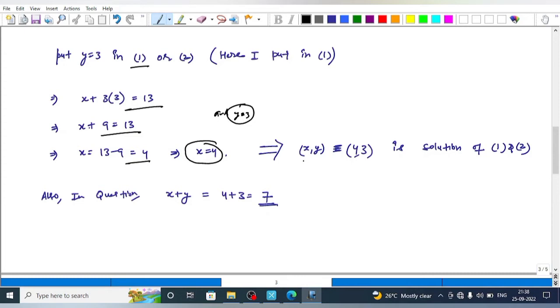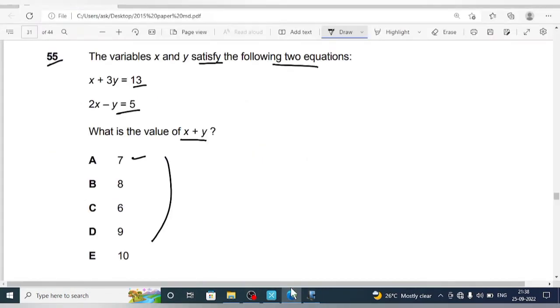This implies that our solution, that is x comma y equals 4 comma 3. This is a common solution of equations first and second. Now in the question we have to find x plus y, with x value 4 and y value 3. 4 plus 3 is equal to 7. This implies that option A is correct and options B, C, D and E are incorrect.